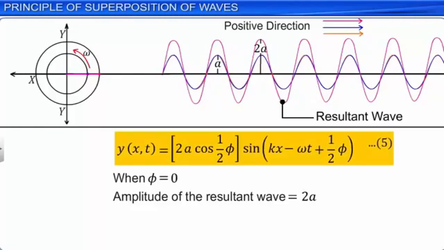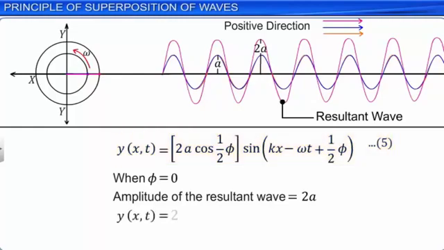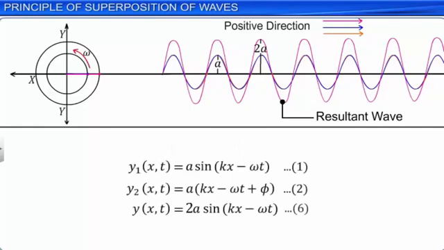When phi is equal to pi, the two constituent waves are completely out of phase, and equation 5 becomes y of x,t is equal to 0. Let this be equation 7. Equation 7 indicates that the resultant wave has 0 amplitude. That is, the wave is a straight line.